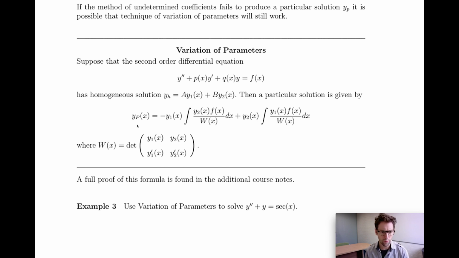Then we're going to form our particular solution by building this. This involves integrals over our solutions times the right hand side and divided by this function W of x, which is the determinant of this matrix. Now there's a lot going into this solution here, so the best way to illustrate it is by actually working through an example.